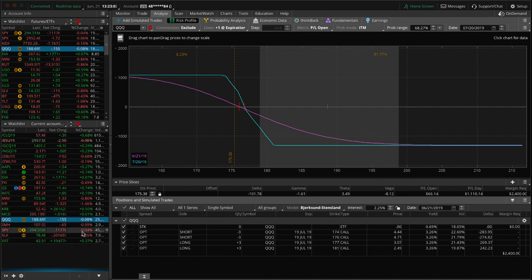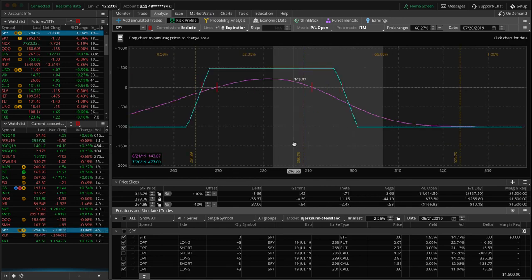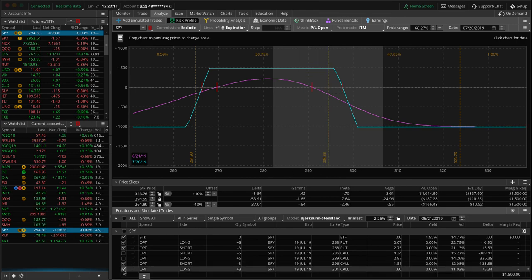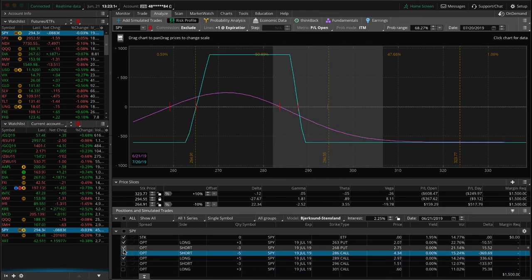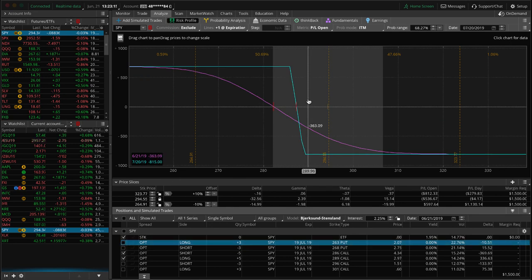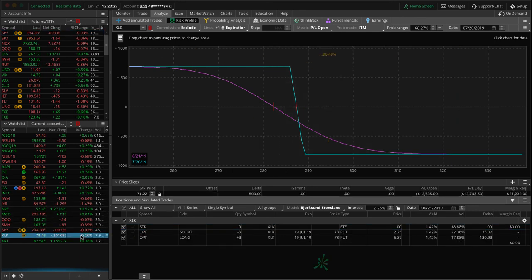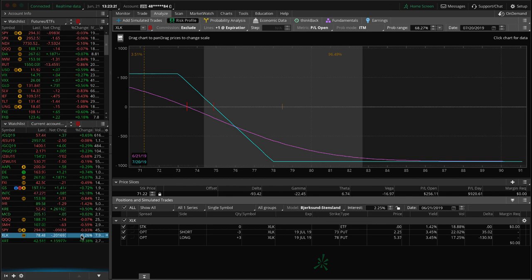I mentioned SMH. SPY, we've got two different pieces here. One is this iron condor with price hanging out in the upper end of the range here. And the other piece is a piece that we had rolled from the last cycle. You can see price with this strong movement has come out of range. So looking for some downside to get back into range on that piece. XLK, kind of a similar situation. We've got a long put vertical looking for some downside to get back into range there.